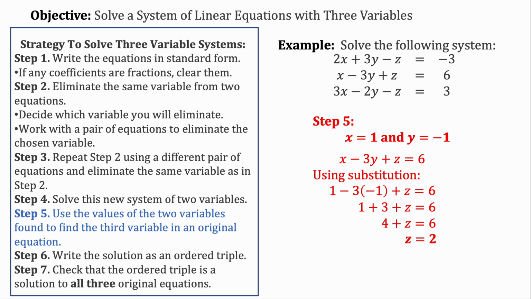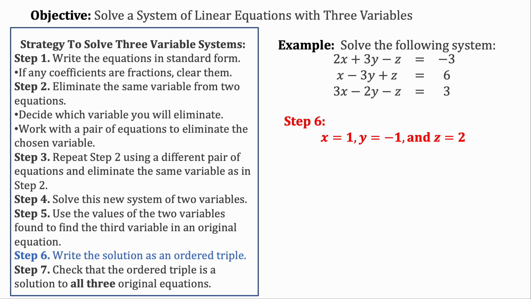So now that we have our three variables, that moves us to step 6. We're going to write that as an ordered triple. Now remember, x is 1, y is -1, z is 2. If they use different variables, just go in alphabetical order, as is common. And so our x, y, z ordered triple is (1, -1, 2).